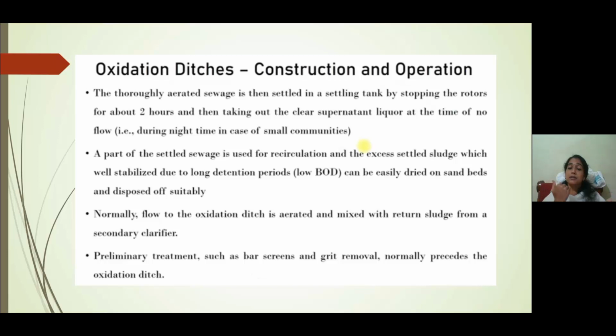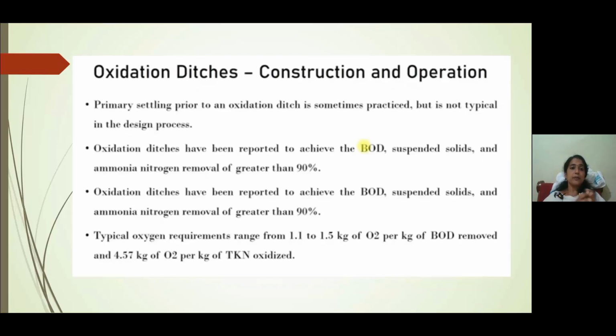The sludges will be well settled and stabilized, and it can be easily dried on sand beds and disposed of suitably. Normally, the flow of the oxidation ditch is aerated and mixed with the return sludge from a secondary clarifier. Preliminary treatments such as bar screens and grit chambers precede the oxidation ditch. Primary settling prior to an oxidation ditch is sometimes practiced but is not typical in the design process.